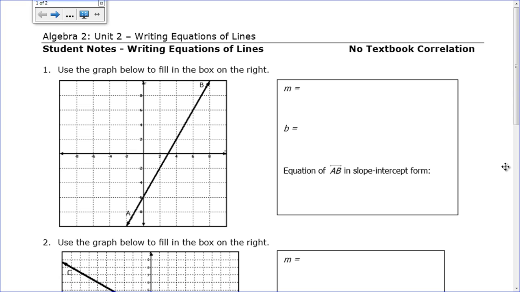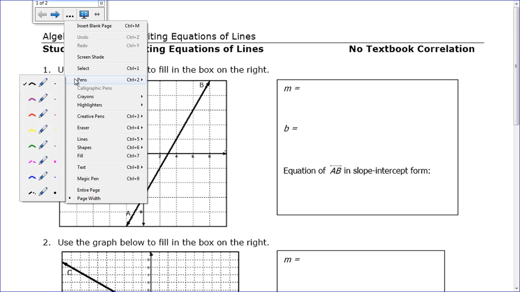The good news about today is that it is all completely review. We're going to write equations of lines, which you did in Algebra 1. Nothing about this is any different than what we did in Algebra 1. It's just going to be a review, so I'm going to go through it pretty quick.